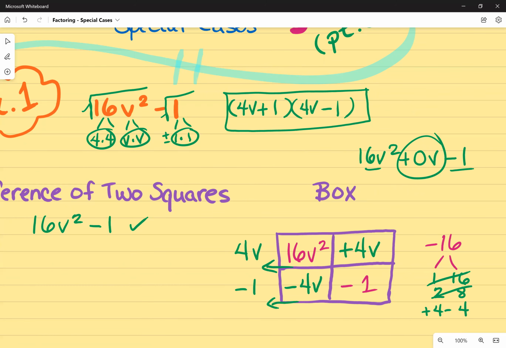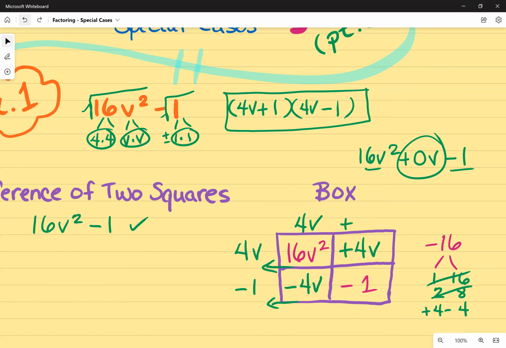Now multiplying 4v times what will result in 16v squared? Well, that's going to be 4v. 4v times what will result in 4v? So that's going to be 1. And the sign that's closest to me is the sign that I take, so positive 1. Again, what you notice with the difference of two squares is you're going to have a plus and a minus answer.